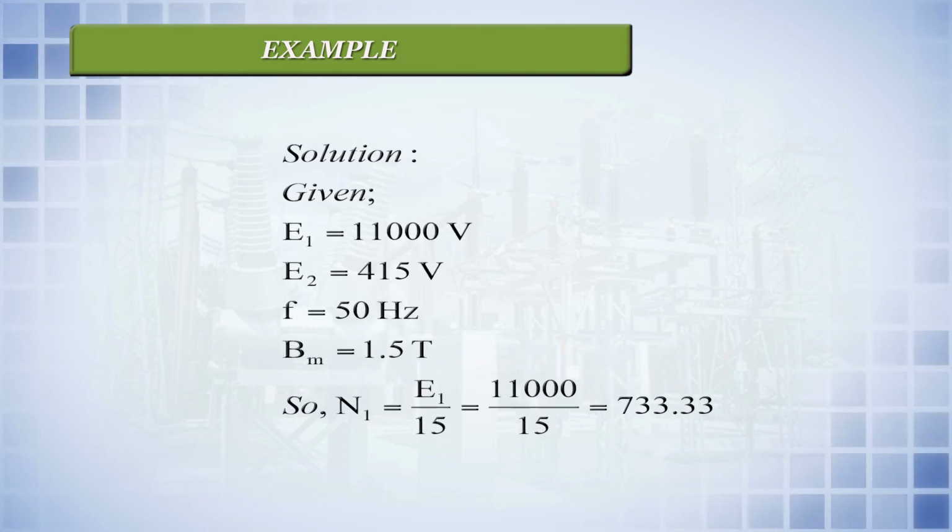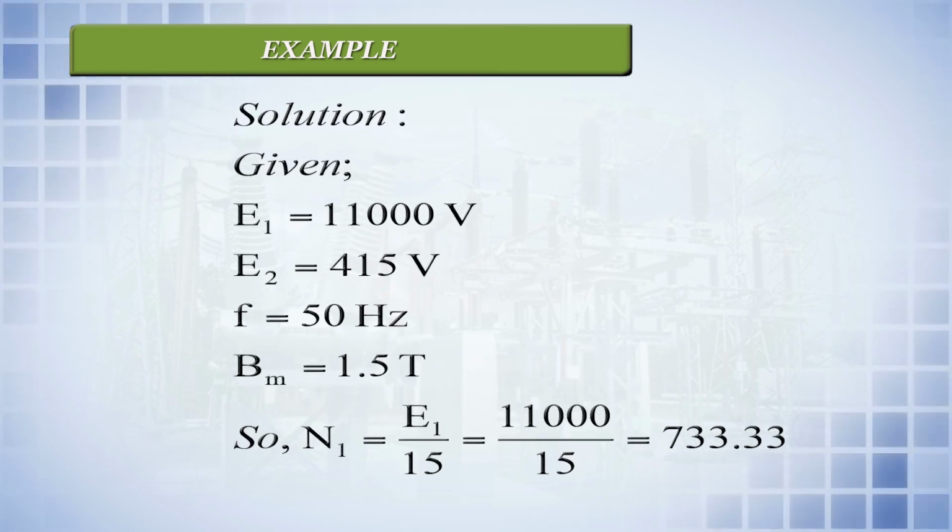So here E1 is given as 11 kV, or you can say 11,000 volt. E2 is given as 415 volt. Frequency is given, f equal to 50 Hertz, and Bm is given as 1.5 Tesla. As you know, EMF per turn at primary side or secondary side are equal. So you can write EMF per turn is equal to E1 upon N1 is equal to E2 upon N2, that is 15.